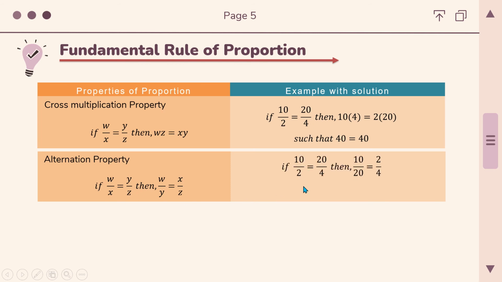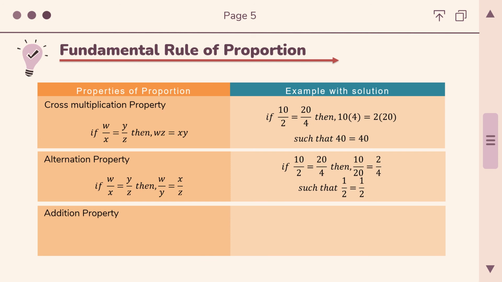So, example. If 10 over 2 is equal to 20 over 4, then ang duha ka numerator 10 over 20 is equal to duha ka denominator 2 over 4. How come they are equal? Okay, they're equal in the sense nga 1/2 is equal to 1/2. Why? Pag-reduce sa 10 over 20, that is 1/2. Pag-reduce sa 2 over 4, that is still 1/2.